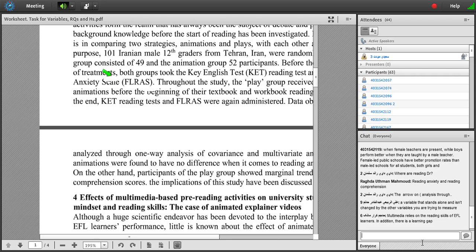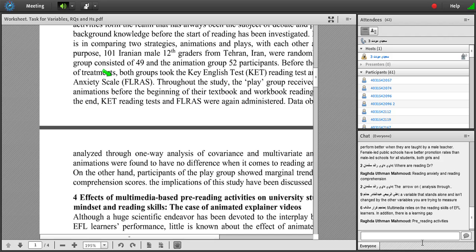So here, what is the independent variable here? Good. So what is the independent here? I want to see the effect of A on B. What is A here? Exactly. Multimedia-based pre-reading activities. That's right.